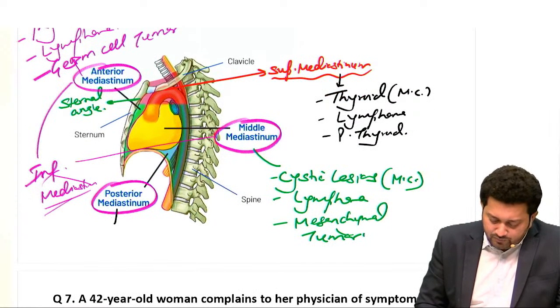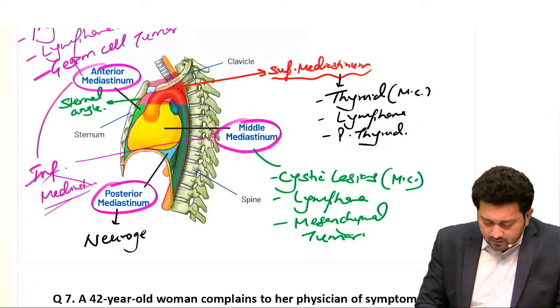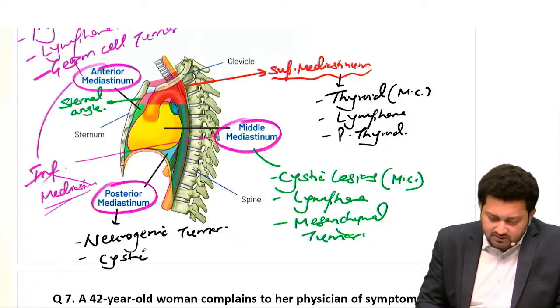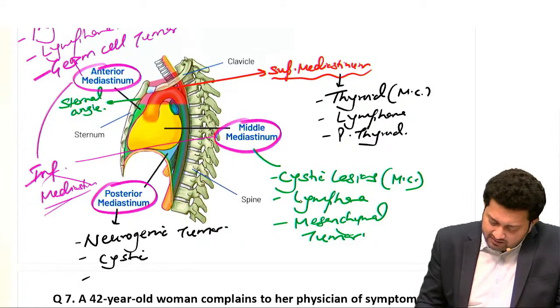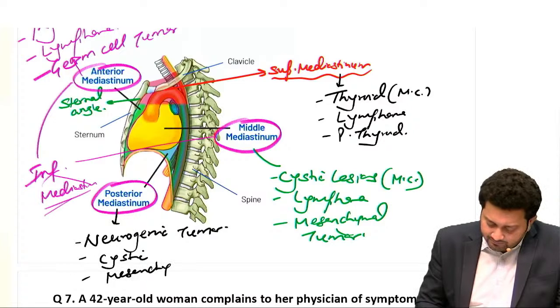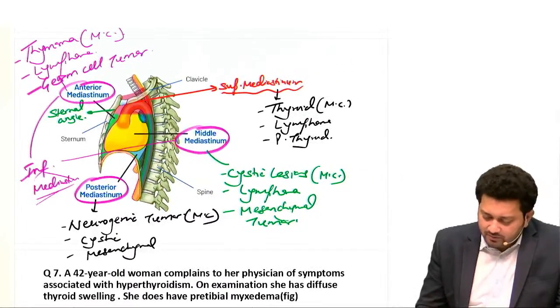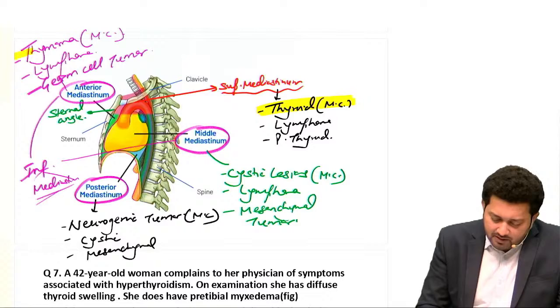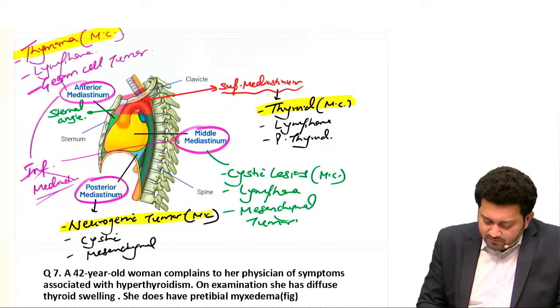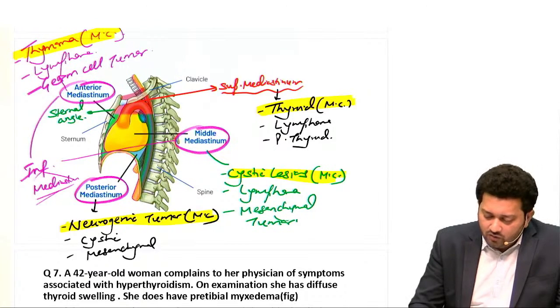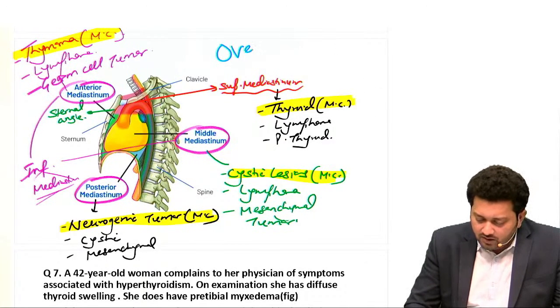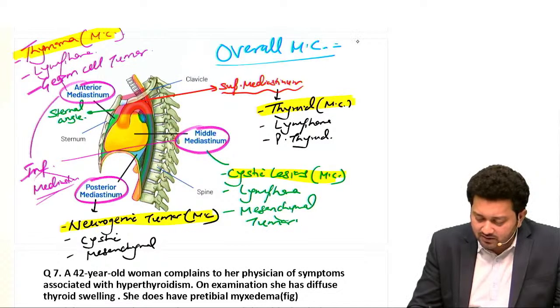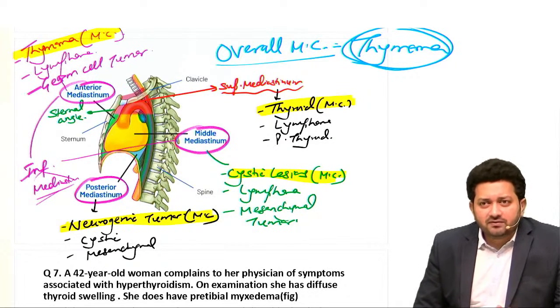Posterior mediastinum: neurogenic tumor, cystic lesions, and mesenchymal lesions. Mesenchymal can be seen here also. Most common is neurogenic. So, superior mediastinum, most common thyroid. Anterior mediastinum, thymoma. Posterior mediastinum, neurogenic. Middle mediastinum, cystic. The overall most common mediastinal tumor is thymoma. So what was given in the question?